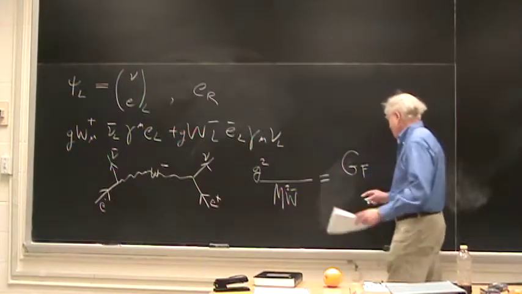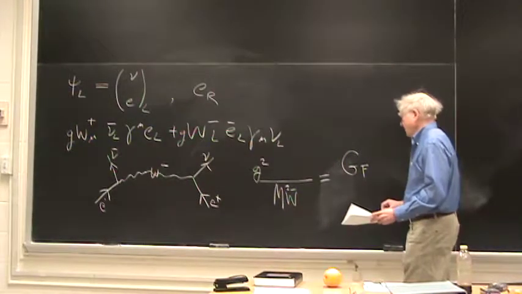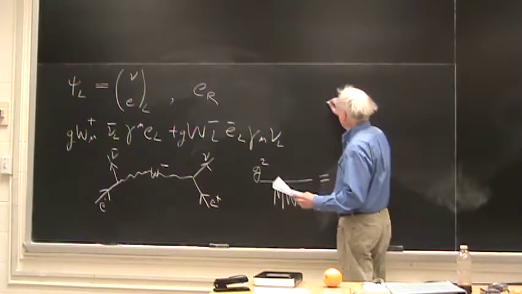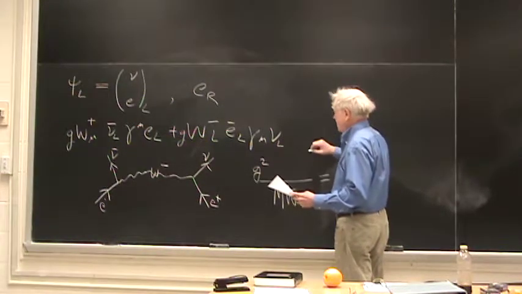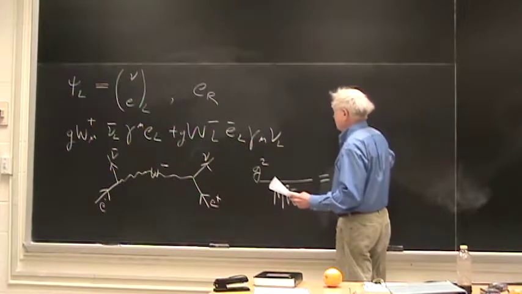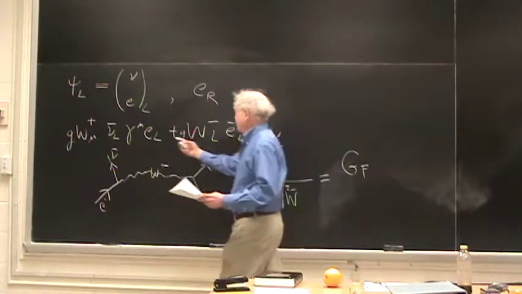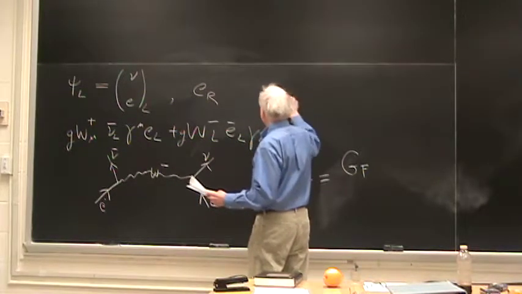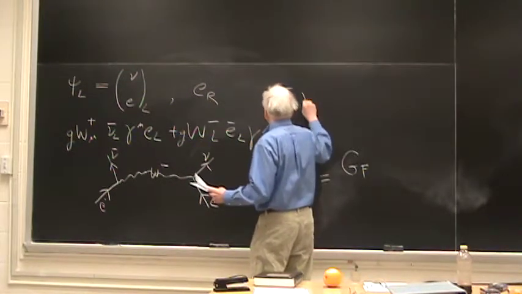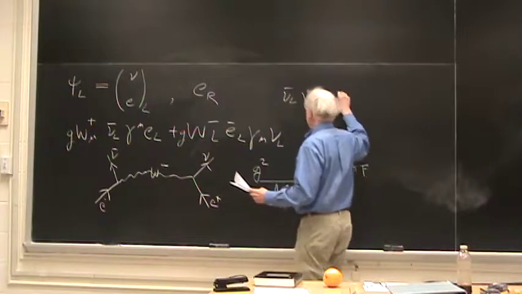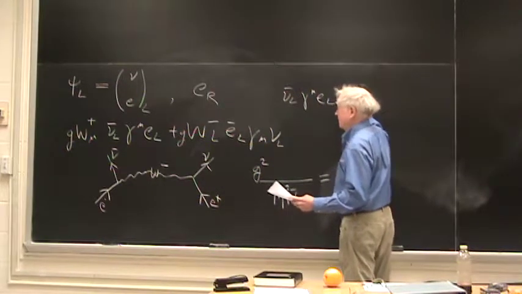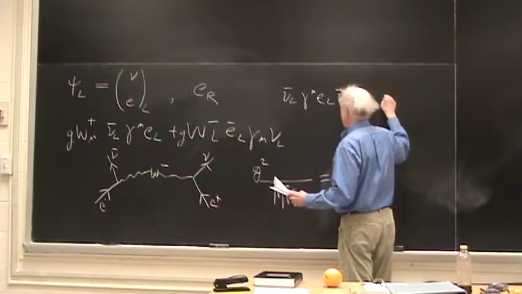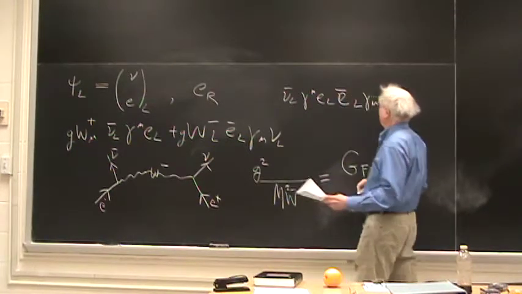Anyway, this is the weak interaction vertex here of the Fermi theory. And the Fermi theory would have, essentially, the product of these two things. So you'd have, essentially, nu bar L gamma mu EL. And what do I have there? E bar L gamma mu nu L.